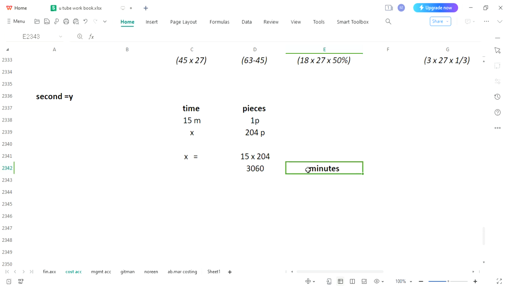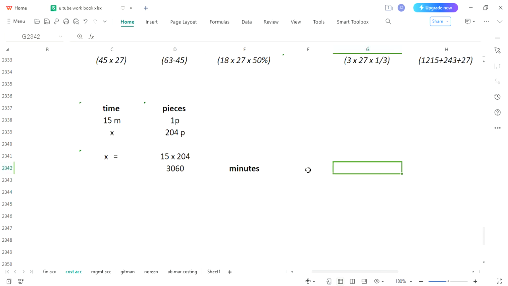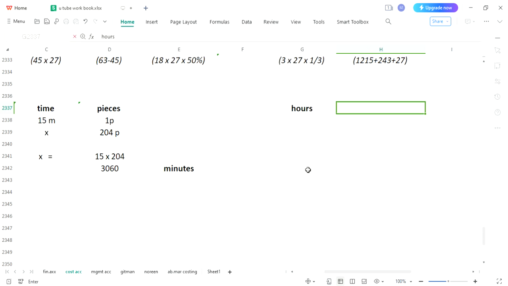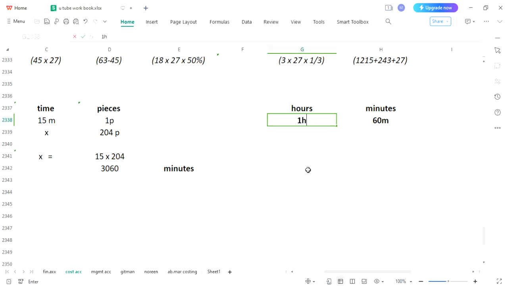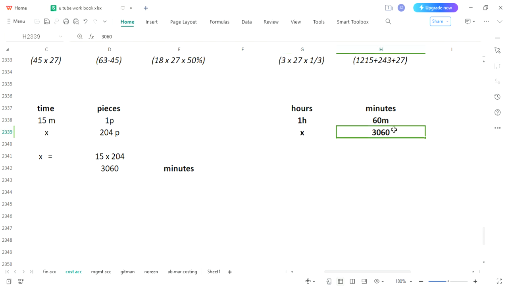But as usual, I was telling you minutes are little more confusing. Instead of minutes, we will use hours. For that, we will see how many minutes are in hours. As you know that 60 minutes are present in 1 hour. So we have calculated 3060 minutes. How many hours would be present in 3060 minutes?